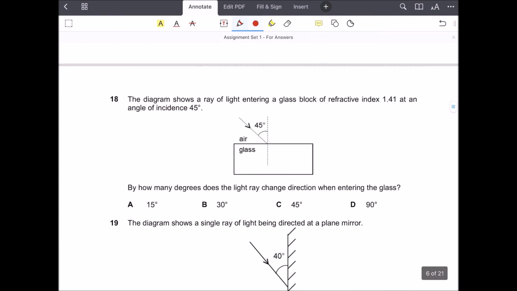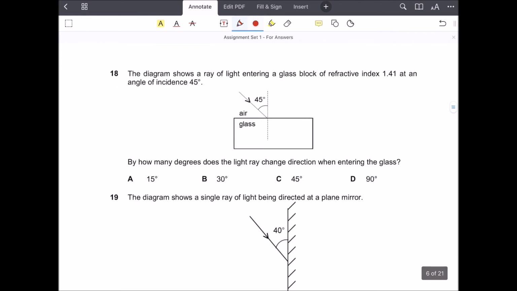Question 18. They gave me the refractive index, which is known as n, and they give me an angle of incidence, which is 45. So you must remember in this chapter, there are a few formulas. The first one is n equals sine i over sine r. The next one is n equals c over v. And the last one is n equals 1 over sine c. So there are three formulas, but in this question, we will only use the first one.